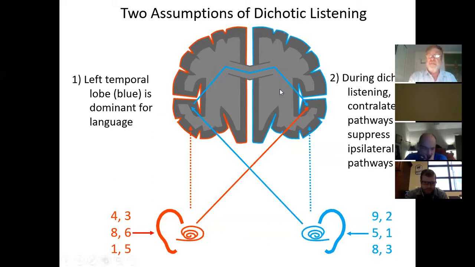Number one, information. Anytime there's dichotic listening, there are two assumptions here. I'll stop sharing for just a second, just to really highlight this. This is well known in speech-language pathology too. The left hemisphere in most people is dominant for speech.